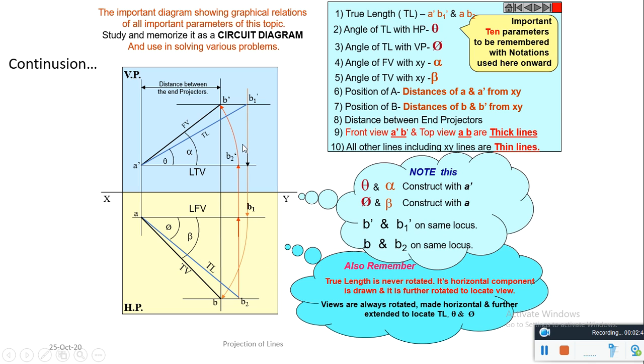The true length is not rotated, but its vertical component. That is, A B2 is the true length. Its front view or vertical component A dash B2 dash is rotated. Here also A dash B1 dash is the true length. Its top view A B1 is rotated.